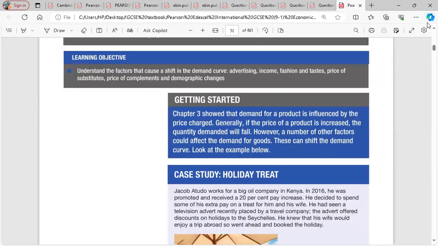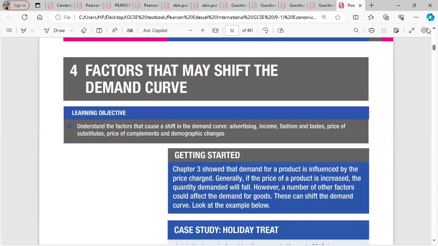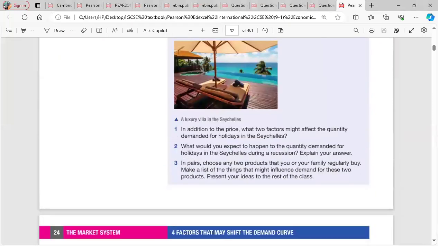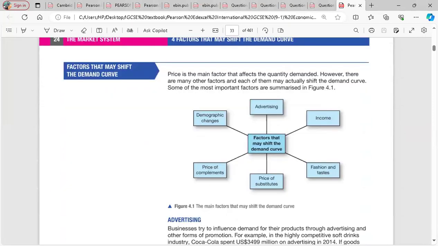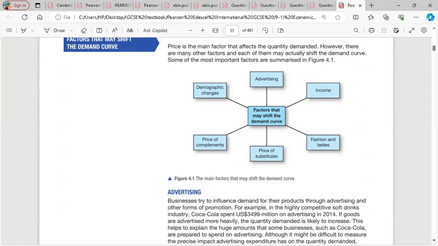So go to chapter 4. Factors that may shift the demand curve. Price is the main factor that affects the quantity demanded. However, there are many other factors and each of them may actually shift the demand curve: advertising, demographic changes, income, price of complements, price of substitutes, fashion, and taste. So we're going to start with advertisement.